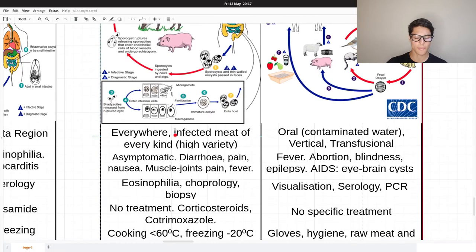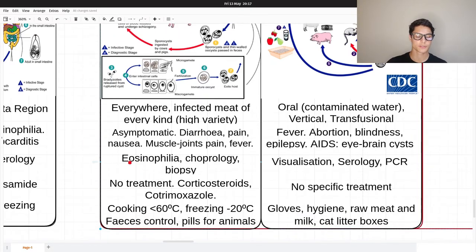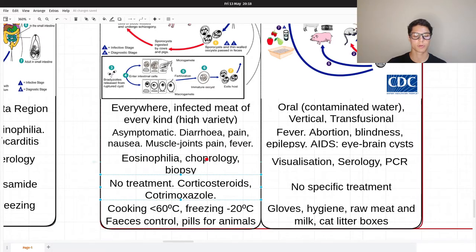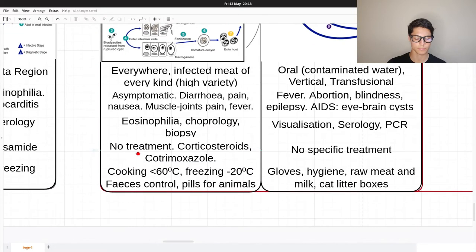The epidemiology, well, they are everywhere in infected meat of every kind. There's a high variety, and it can go from normal beef to pork to poultry and even wild animals. The pathogenesis is mainly asymptomatic, but it can also cause diarrhea, pain, and nausea. We will have muscle and joint pain and fever if we are immunosuppressed. Diagnosis through eosinophilia, coprology, biopsy. So eosinophilia is a serology test, coprology is feces analysis, and biopsy. There is no treatment, but cotrimoxazole can help, and corticosteroids will lower the inflammation.